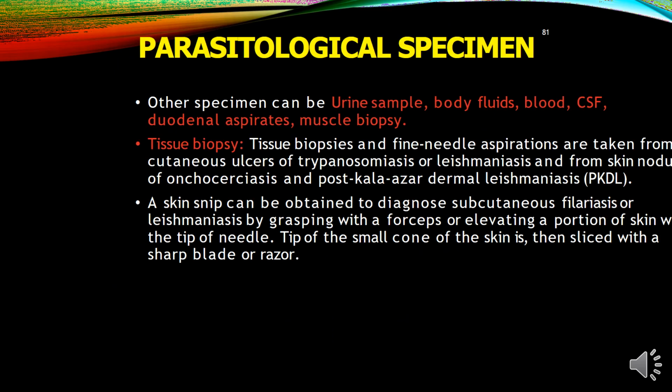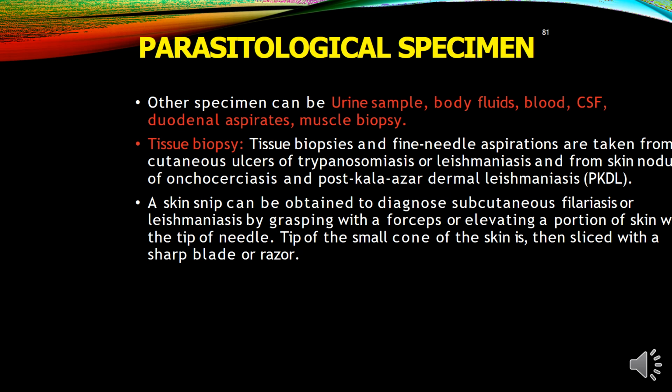Other specimens which can be used for parasite investigations are urine, blood, body fluids, CSF, duodenal aspirates and muscle biopsy. Tissue biopsies or fine needle aspirations can be taken from cutaneous lesions of trypanosomiasis and leishmaniasis, and from skin nodule for onchocerciasis and post-kala-azar dermal leishmaniasis, that is PKDL.